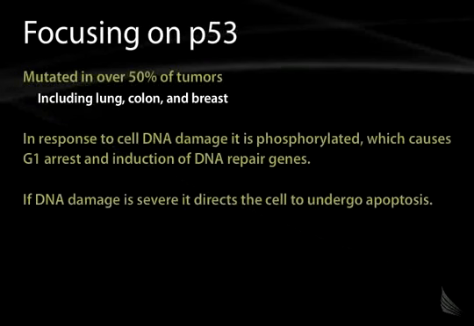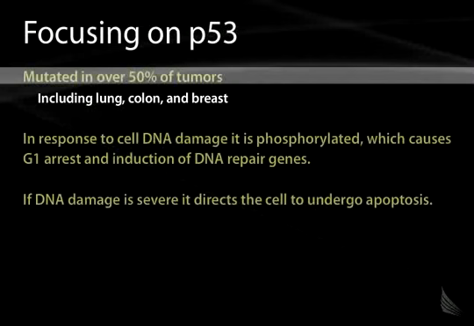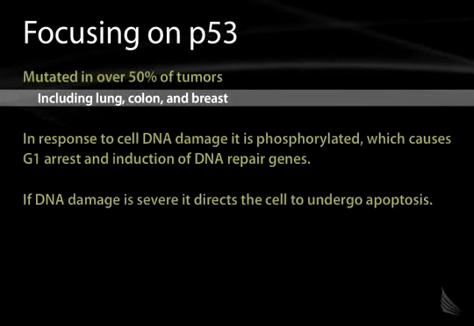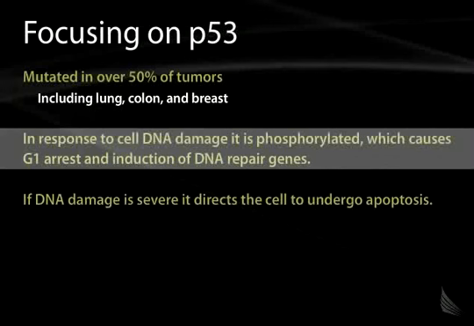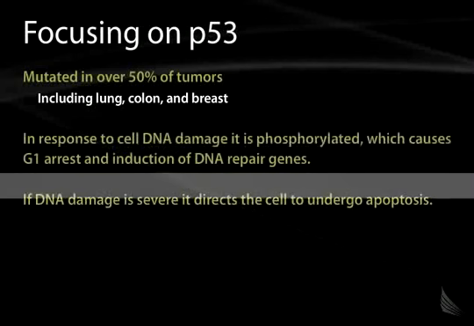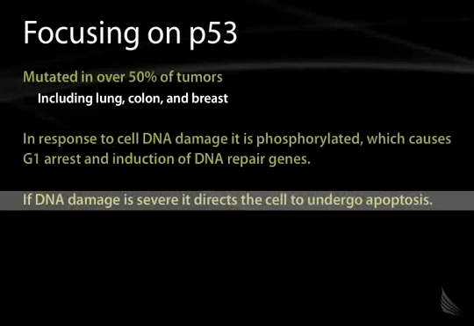Another major player in the realm of the tumor suppressor genes is p53. It is mutated in over 50% of tumors, including those of the lung, colon, and breast, and its predominant role is in response to DNA damage, whereupon p53 is phosphorylated, causing the cell to arrest in G1 and leading to the induction of DNA repair genes. If the DNA damage cannot be repaired, p53 directs the cell to undergo apoptosis.